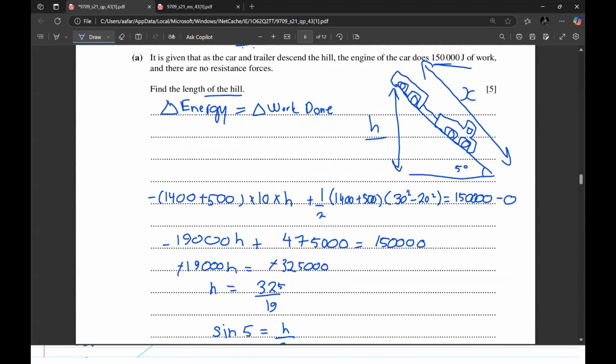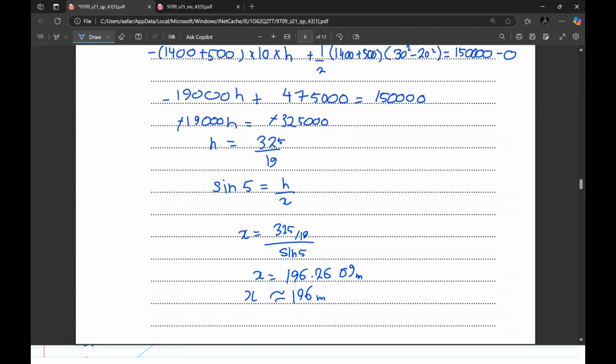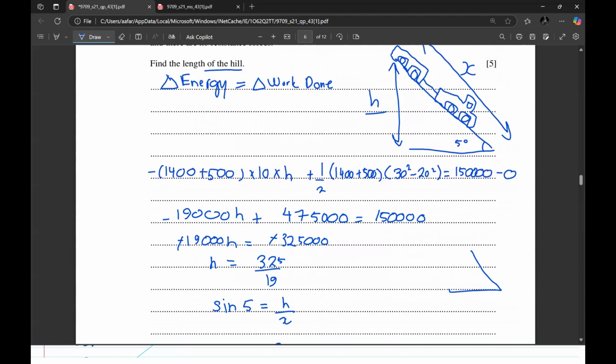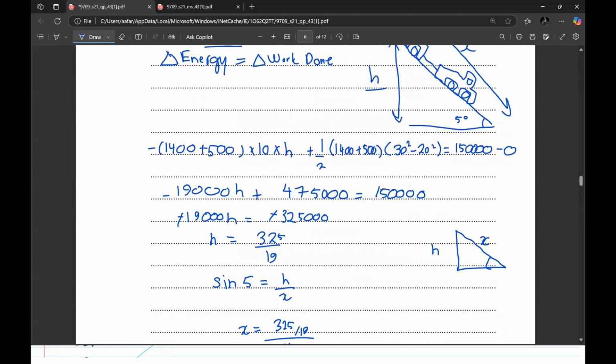Yep, but we don't need the vertical height, right? We need the slanted height. See, it's basically this, right? This is the hill, and we calculated h, and with the hypotenuse x, and this is 5. So basically sine, let's say this is theta, right? Sine theta is basically h over x, perpendicular to hypotenuse. Let's call this p, let's call this hypotenuse.